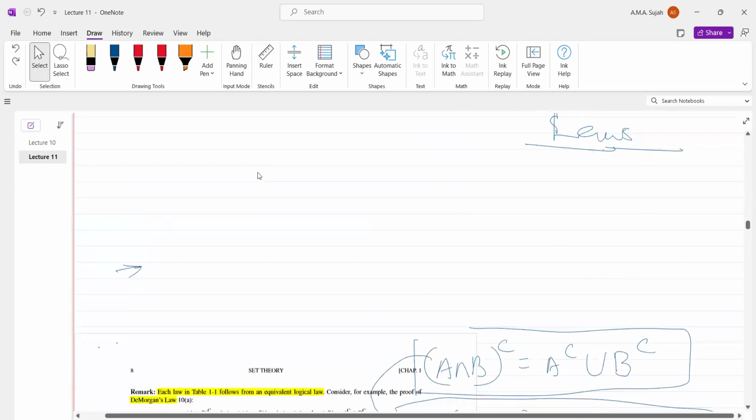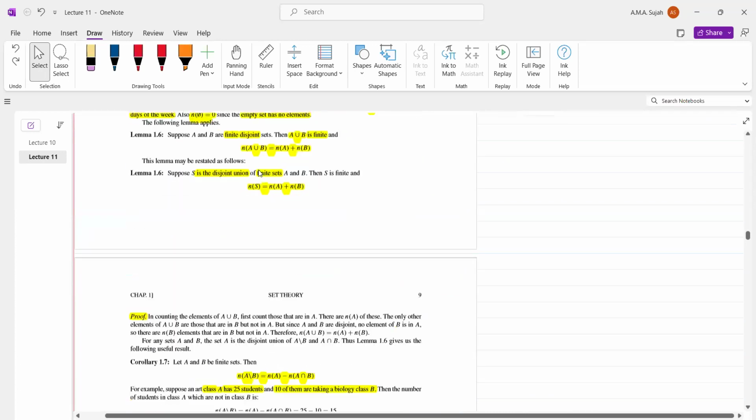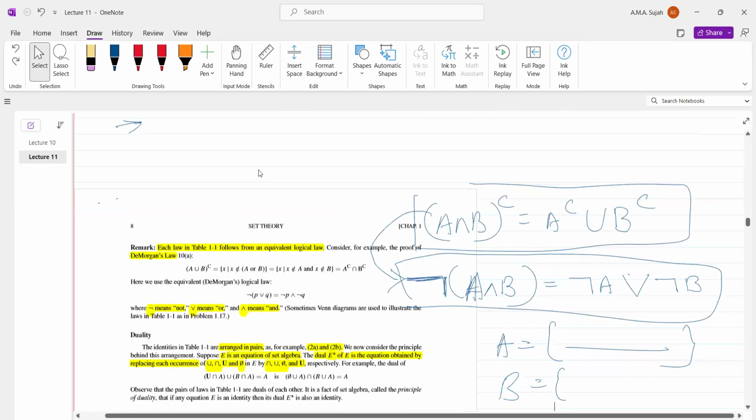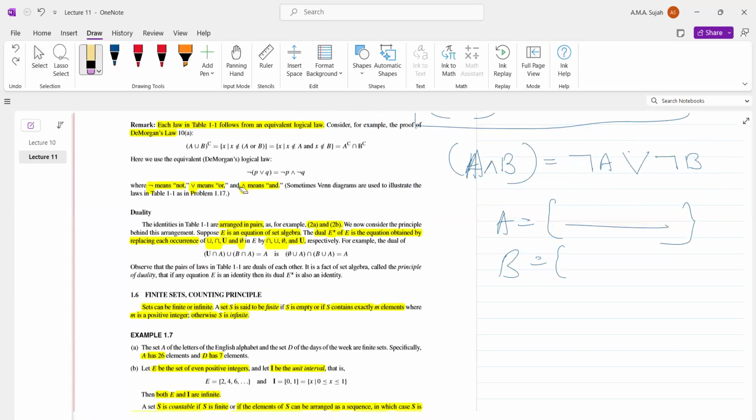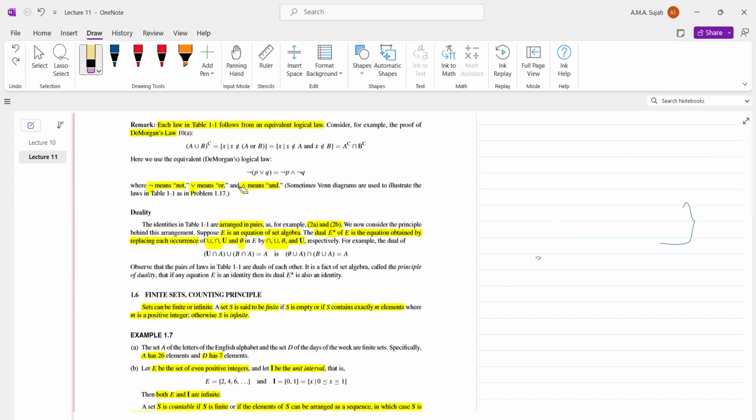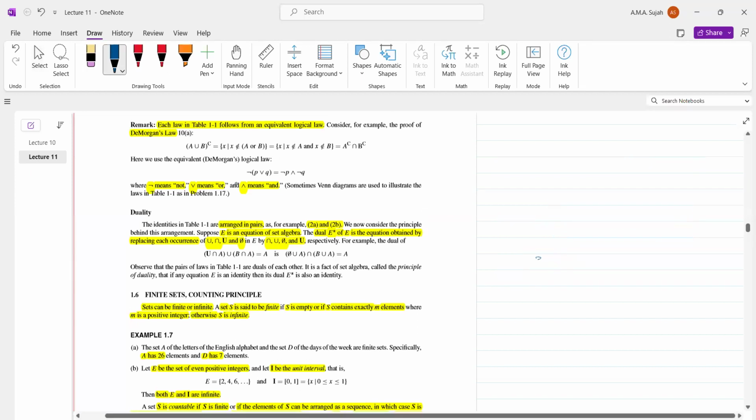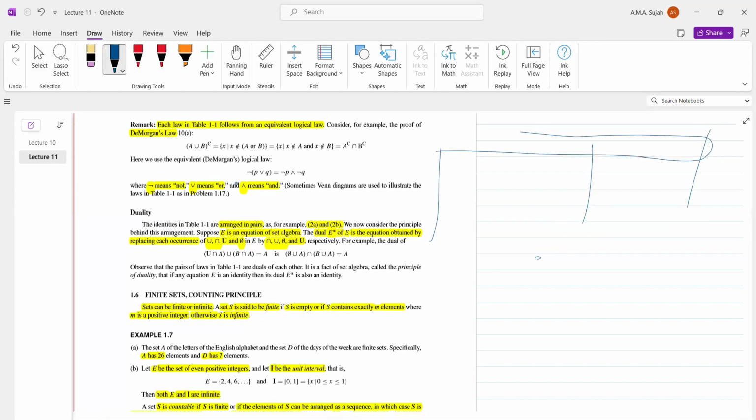I delete that one, right? So in the previous table, you notice each and every law, even the De Morgan's law, has two portions, right? In the table, there are two portions.